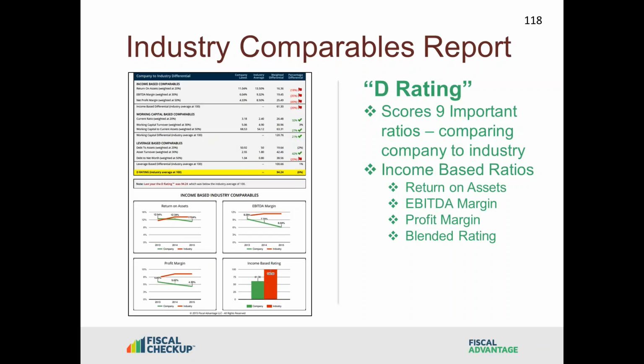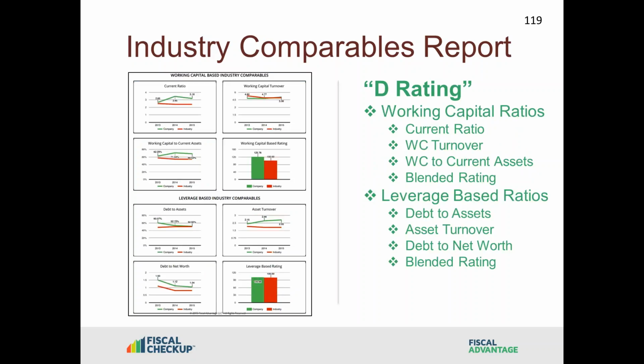On the bottom of the page, we graphically show the 3 income-based ratios comparing the company to the industry for 3 years. Sometimes the trend of these ratios is as important as the absolute number. This analysis tries to help the business understand the most important ratios to improve business performance. The second page of the report continues with the other ratios that make up the D rating. It graphically shows the 3 working capital ratios comparing the company to the industry for 3 years on the top, and the leverage-based ratios on the bottom half of the screen.